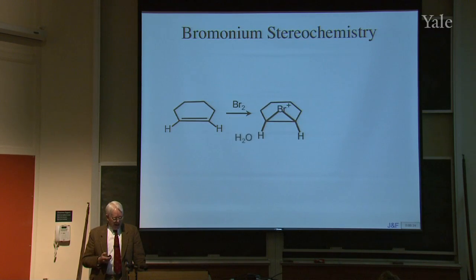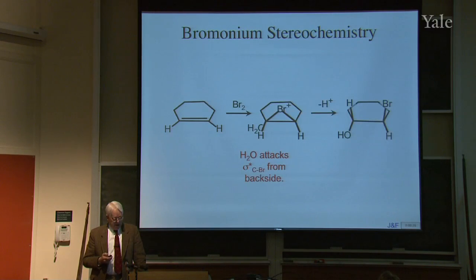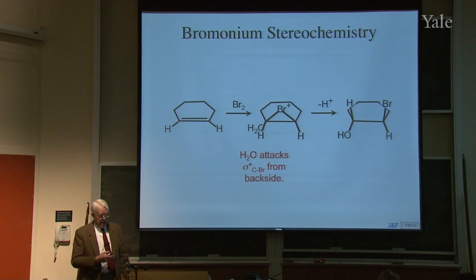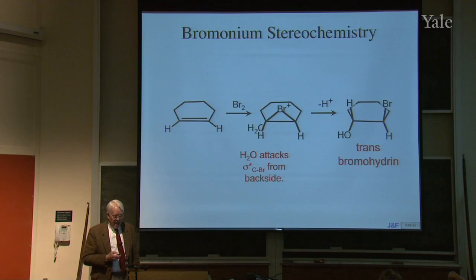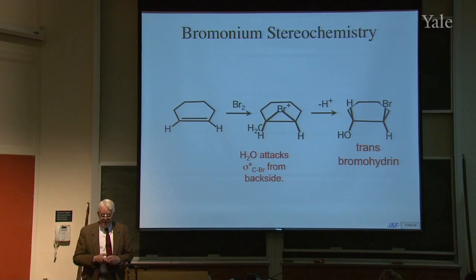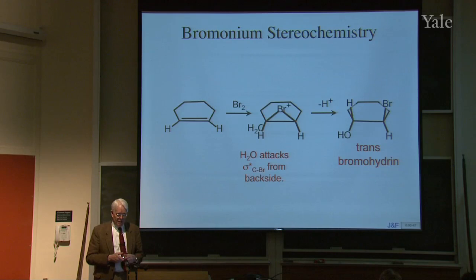And then when you have backside attack by the water, it must form that compound. It can't form the OH on the same face as the bromine, right? In the SN2 process, it has to be a backside, not a front side attack. So whether it's the OH and you're forming the halohydrin, or whether it's Br minus and you attack to form the dibromide, in either case, it has to be a trans product. The bromine and the nucleophile have to be on opposite sides of the ring.